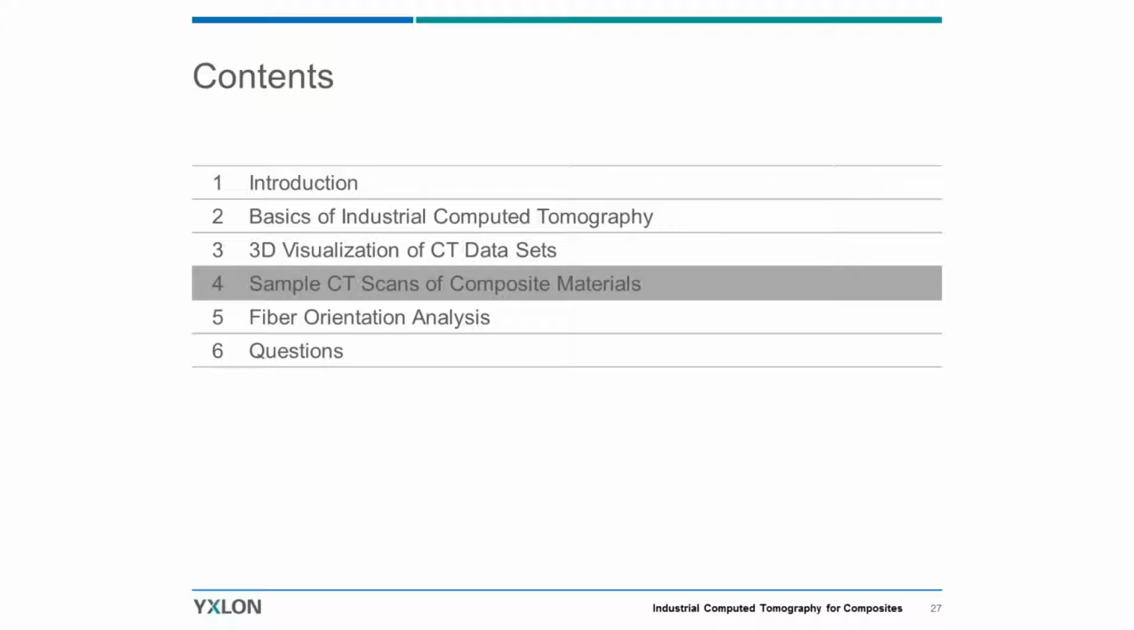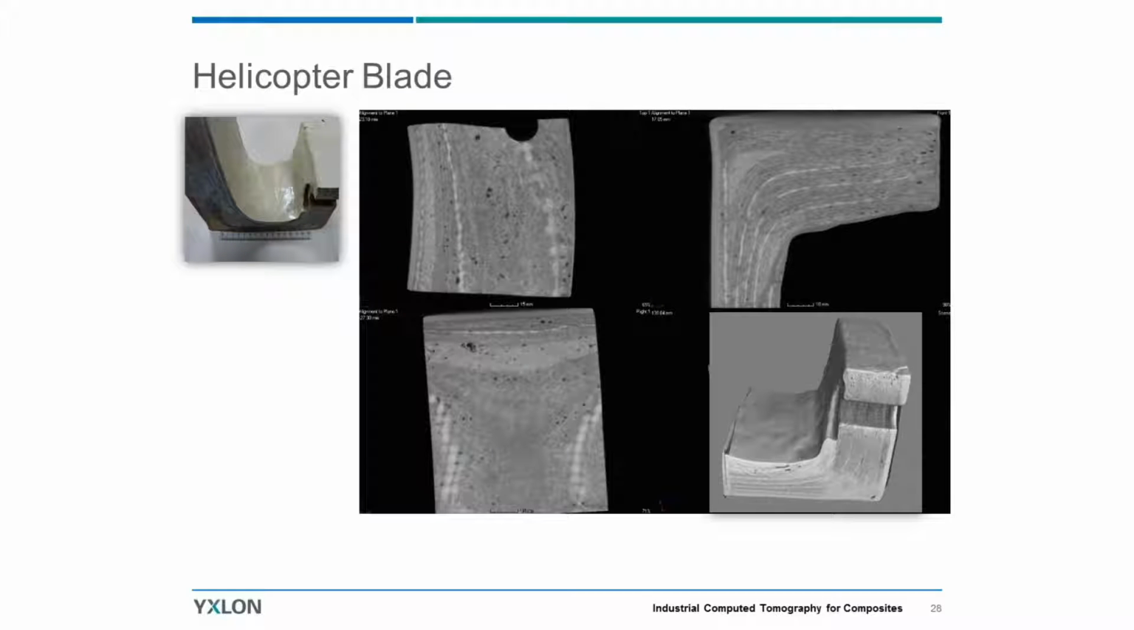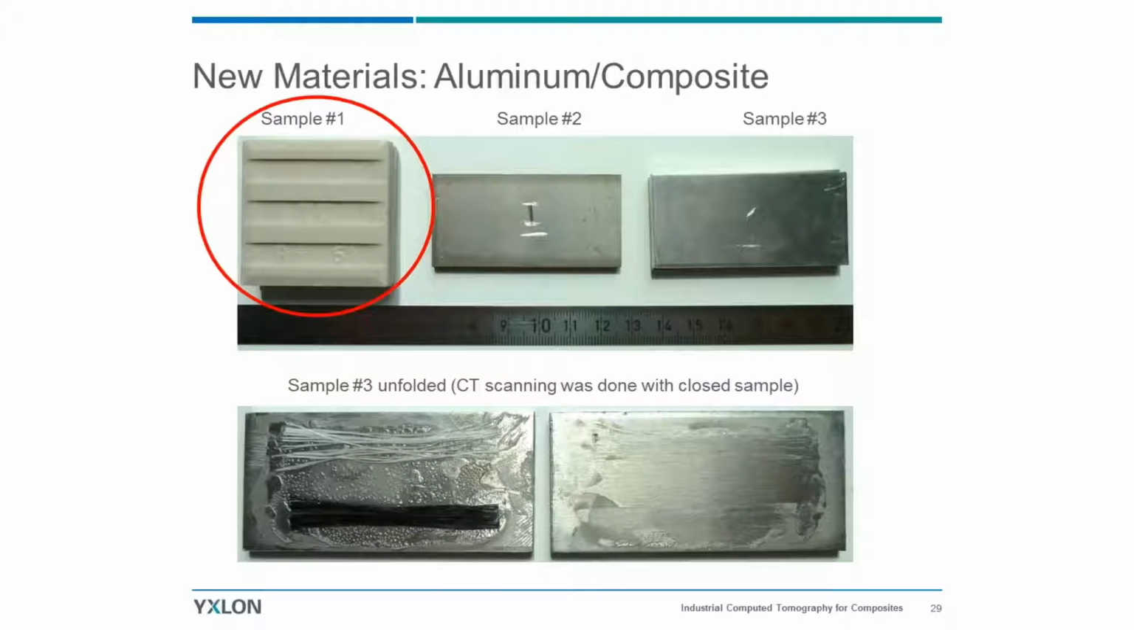So I have a few examples here. This is a section of a helicopter blade, and you can see a lot of porosity inside here, and you see also the fibers. On the lower left, you can also see that there's a ply that we are sectioning in this view.